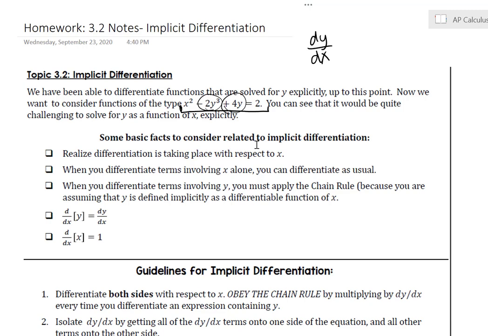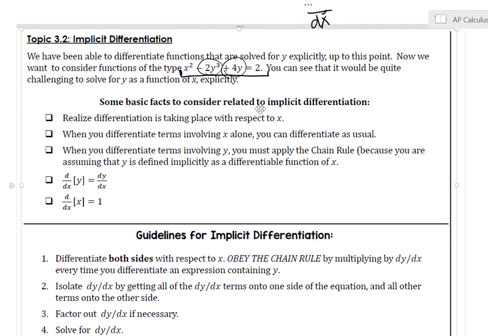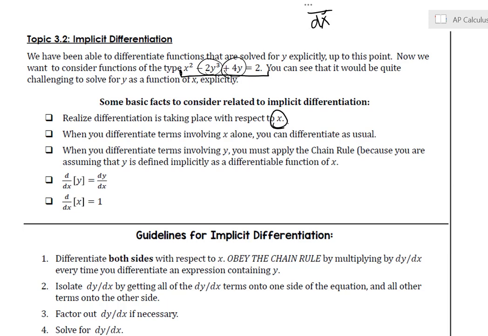So let's talk about some basic facts to consider. You may not have realized this, but every time you're taking a derivative, you've been doing it with respect to x. When you differentiate terms involving x alone, you can differentiate as usual. So what that means is if your equation is f of x equals x cubed and so on, all in terms of x. When you differentiate terms involving y, you must apply the chain rule because we're assuming that y is defined implicitly as a differentiable function of x.